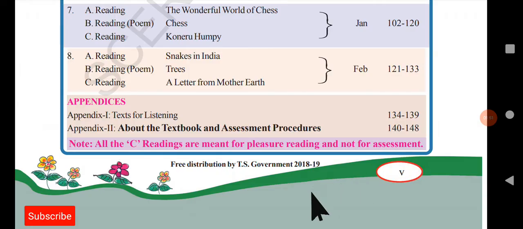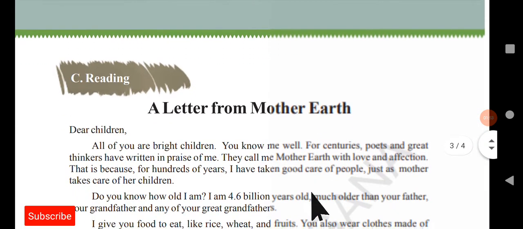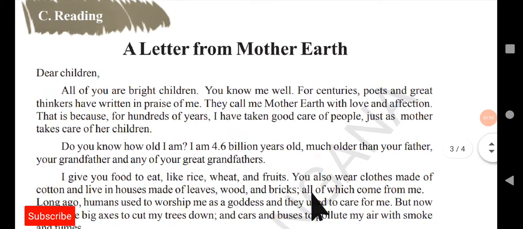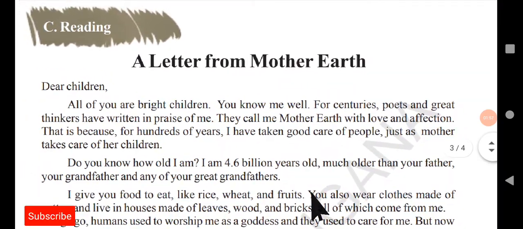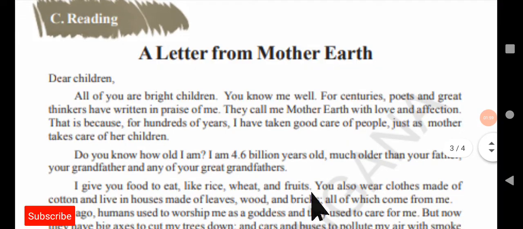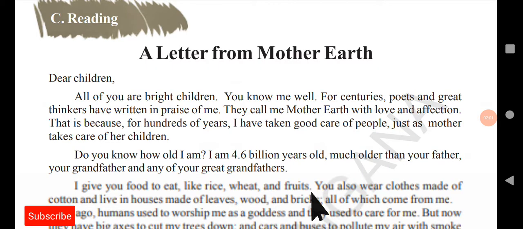Okay, students. But it is also important for us to go through this reading C, especially TET-DSC aspirants have to focus on this reading C also, because you might get some of the vocabulary from this reading C. There are some cases. So here, a letter from Mother Earth.